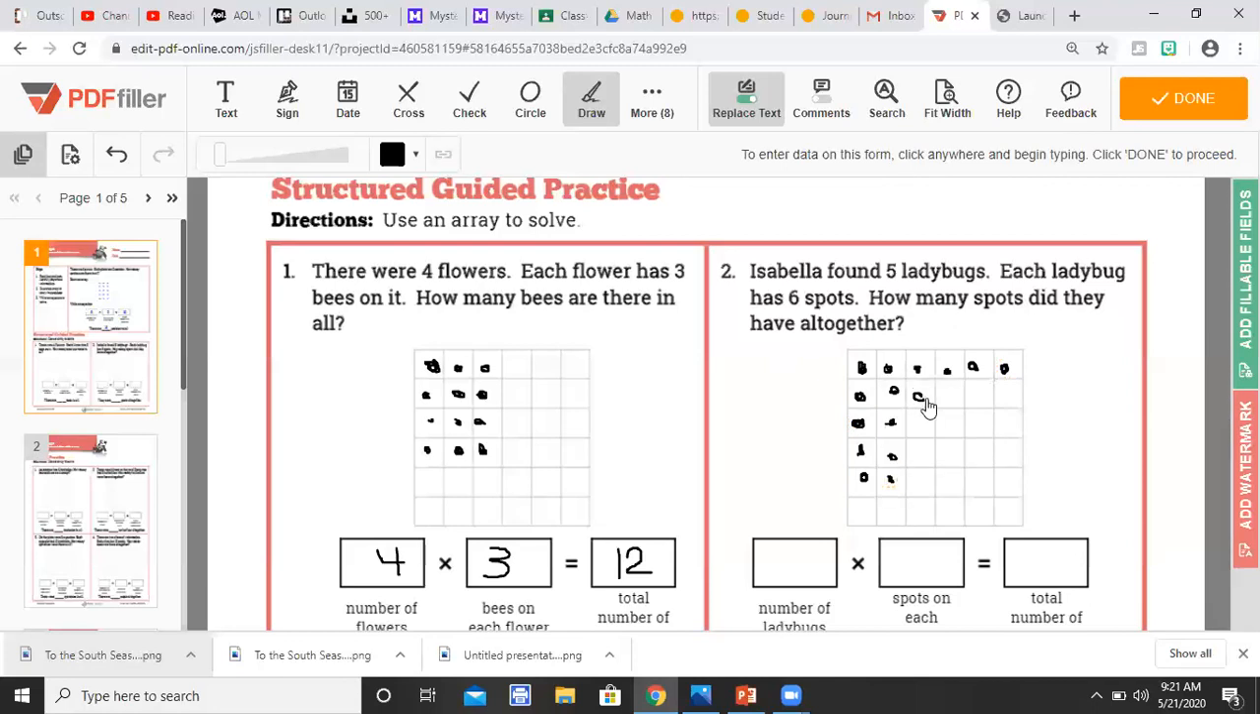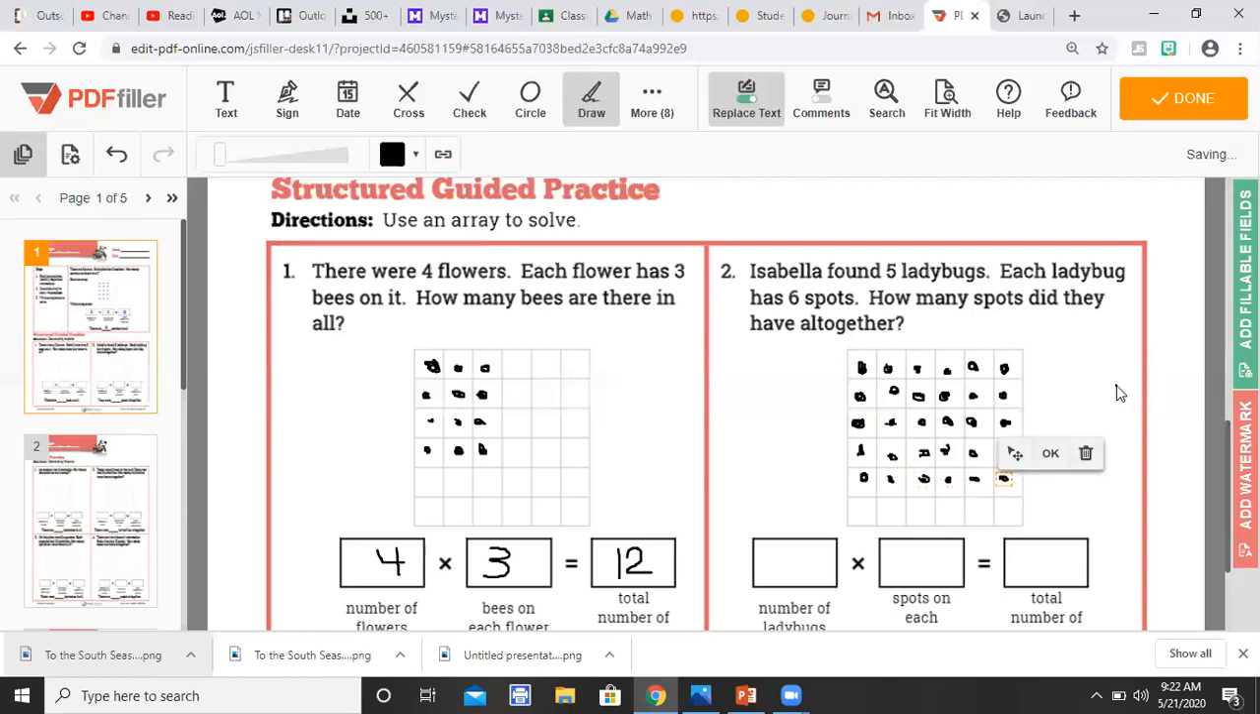Many of you remember that we underline and circle important information in word problems. So if you would like to do that, I didn't do it in this scenario, but if you would like to go ahead and do that to your word problems, that would be awesome. It's just a review and a good strategy to use in the future.